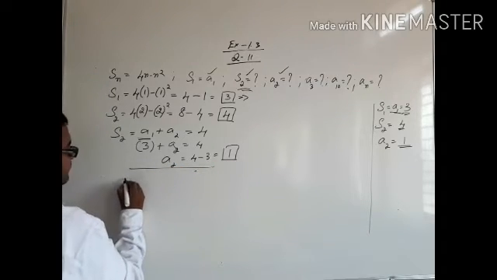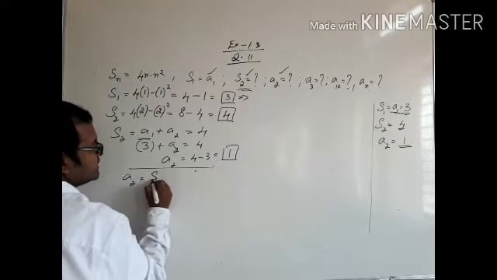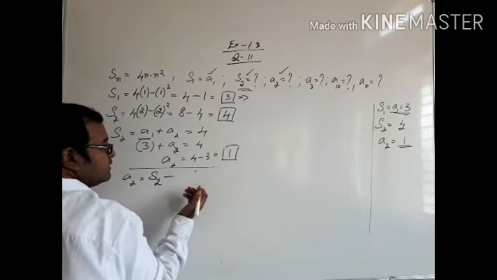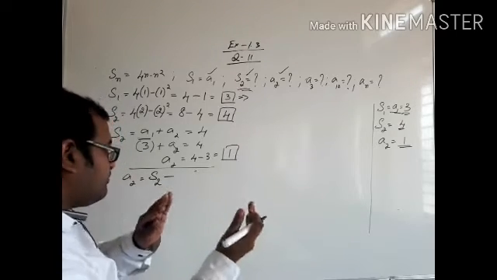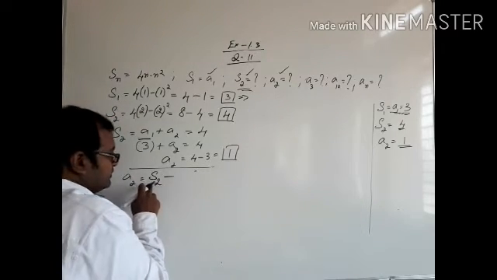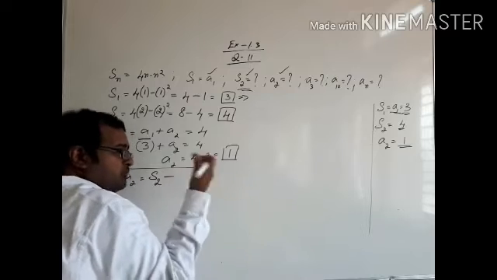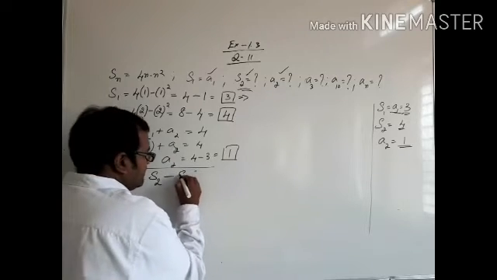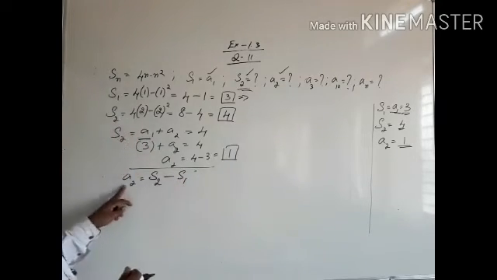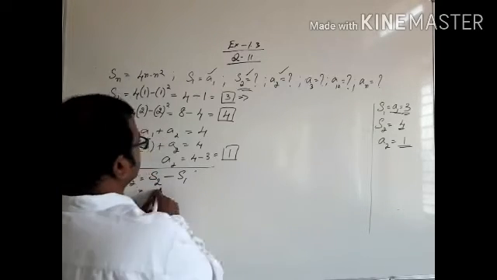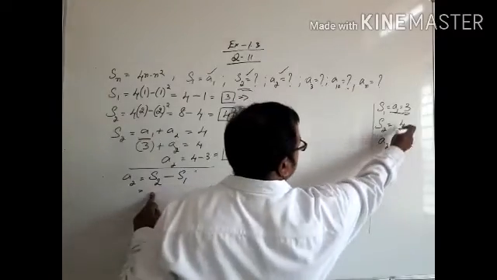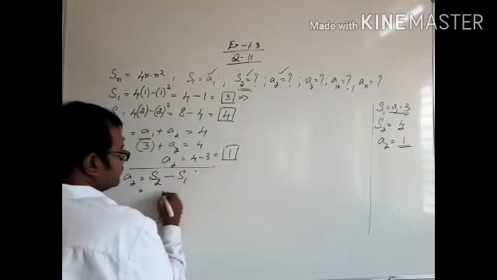Say, for example, what is A2? A2 is S2 minus the sum of first all those n terms which are previous to S2. So S2 is A1 and A2. Previous to that is A1. So we will stop it at S1. S2 minus S1 also gives you A2. This is another formula. But again, what is S2? S2 is 4. S1 is 3. You could have used that one also.